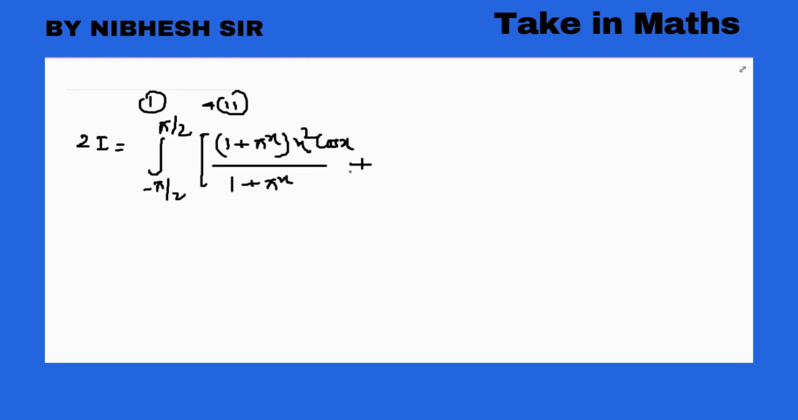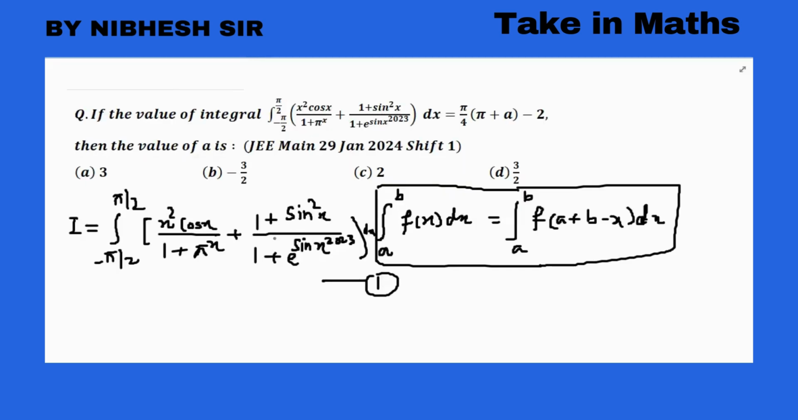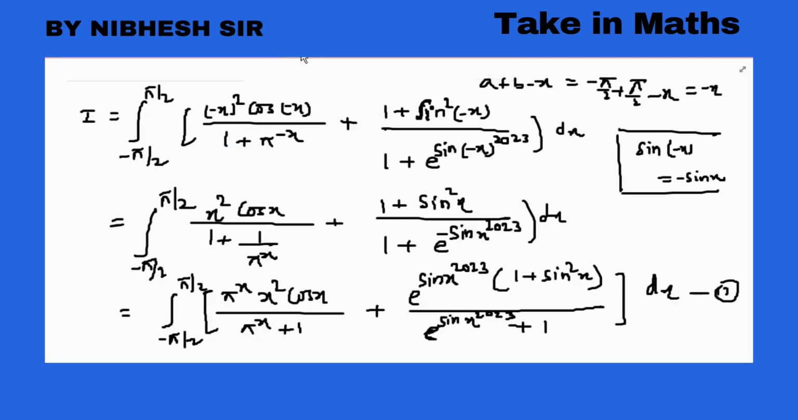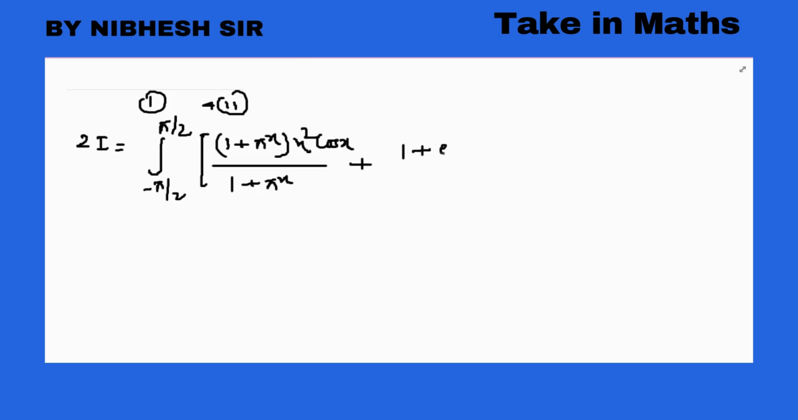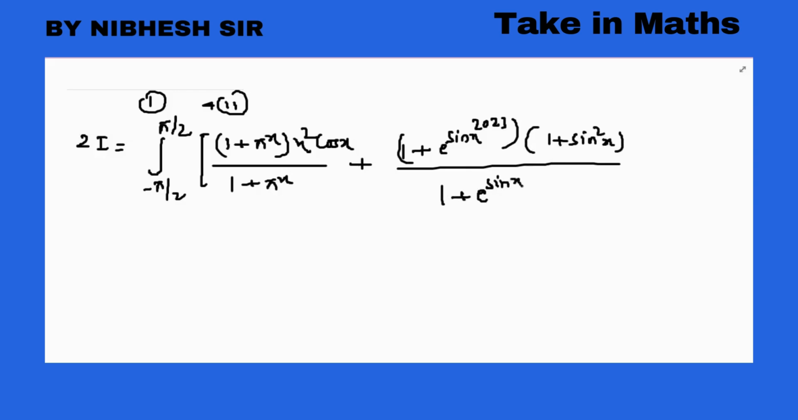For the second term, we do the same. In this part the LCM will be 1 plus e to the power sin x to the power 2023, and this will be taken common. So our result will be 1 plus e to the power sin x to the power 2023, and in the other bracket 1 plus sin square x, with the LCM 1 plus e to the power sin x to the power 2023, dx. You can see this part and this part get cancelled.